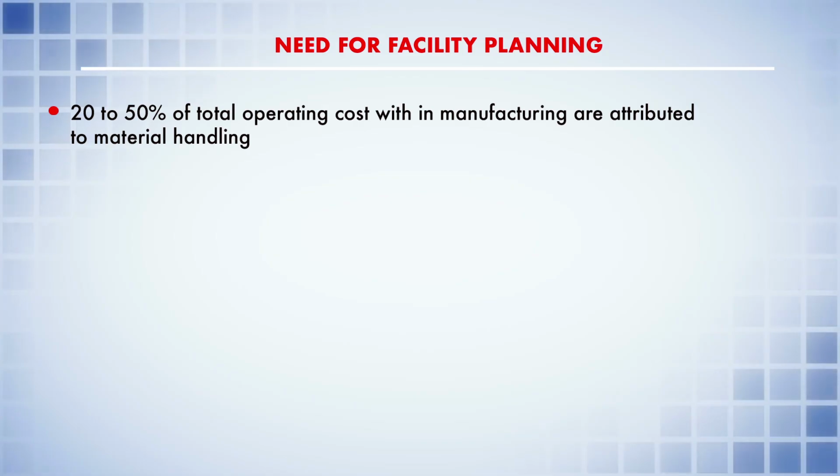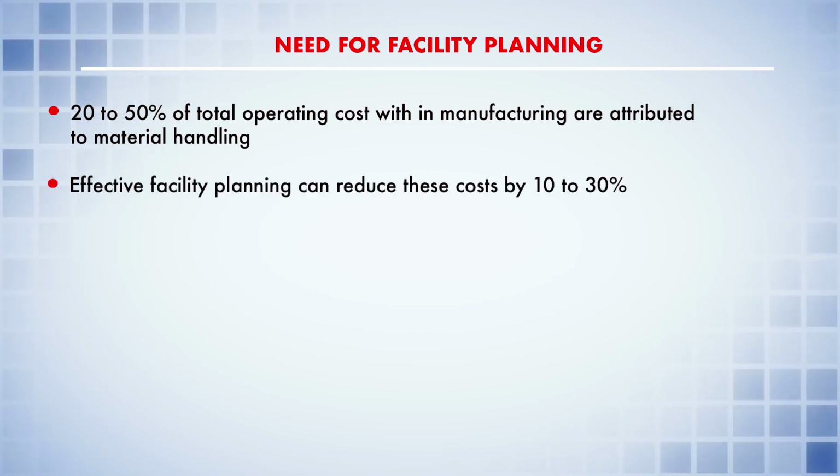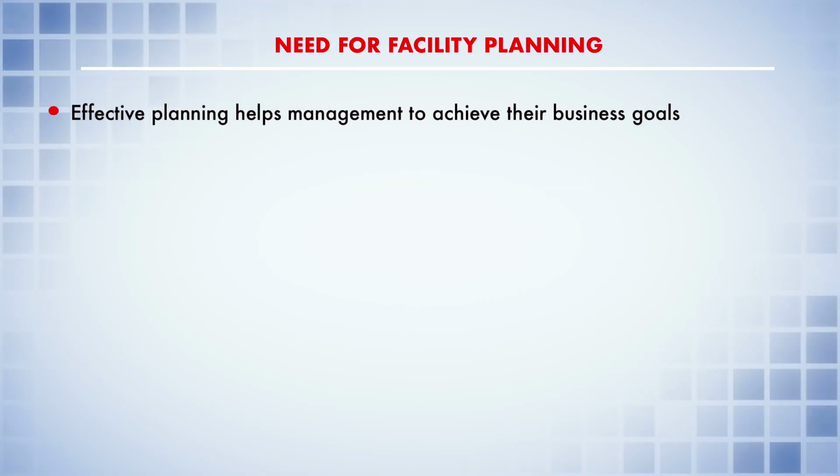Now, why do we need facility planning? If you see, 20 to 50% of total operating cost within manufacturing is attributed to material handling. If we give an appropriate or effective facility planning, we can save the overall cost by 10 to 30%. If we make effective planning, it will help management to achieve their business goal.